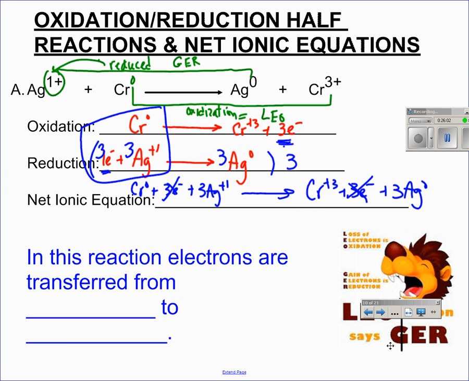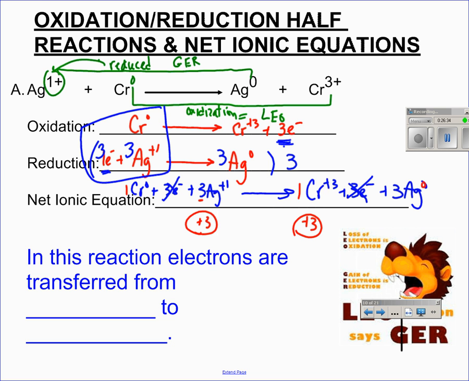Watch how beautiful this is, though. So we have 1 chromium with a charge of 0, and we have 3 silvers with a charge of plus 1. So 3 times 1 is plus 3. So the net charge on the reactant side is plus 3. Over here I have 1 chromium with a plus 3 charge and 3 silvers with a 0 charge. So here I have 1 times plus 3 charge. I balanced the charges.